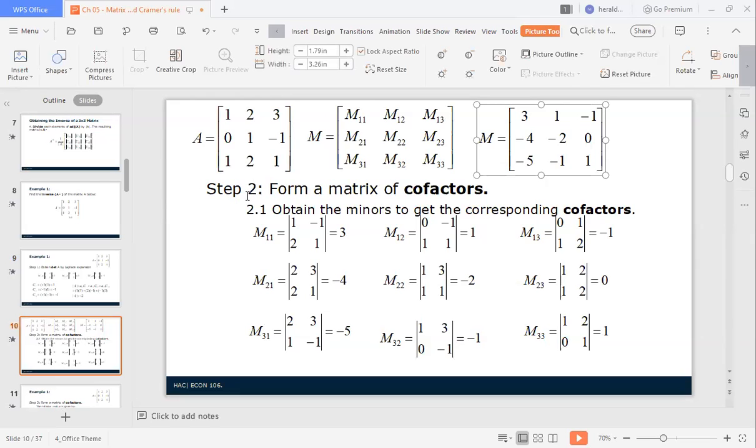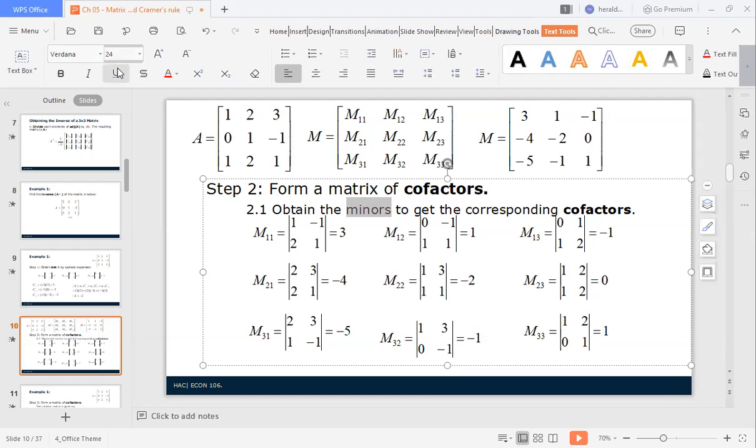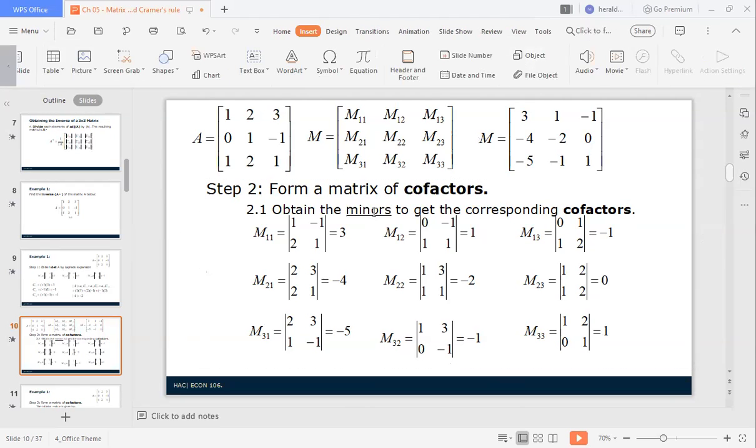So step 2, class, is we will need to form a matrix of cofactors. Now, there are a series of sub-processes here, because again, obtaining cofactors would mean obtaining the minors first. Okay, so how do you get a minor? I usually write this one on the side just to guide me, class, in answering. So if this is our original matrix, you get first the minors, and you have a matrix for the minors.